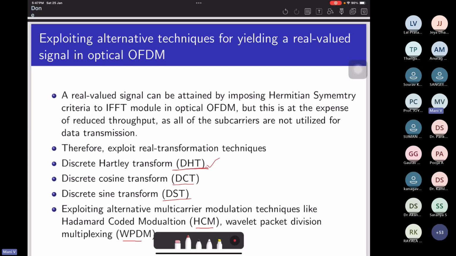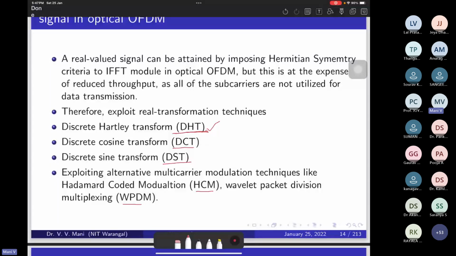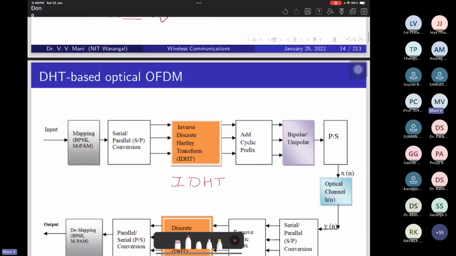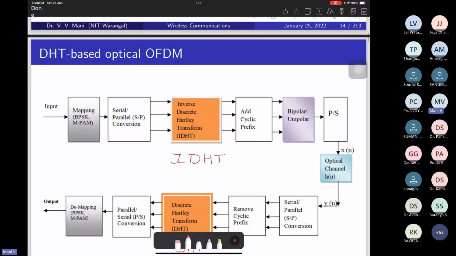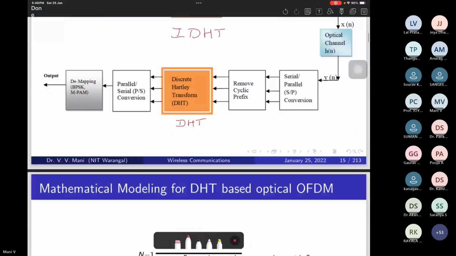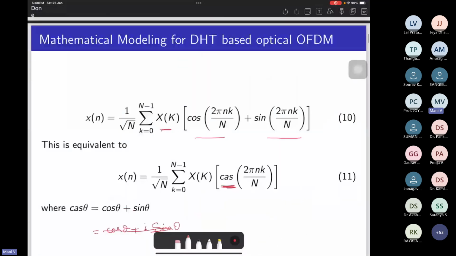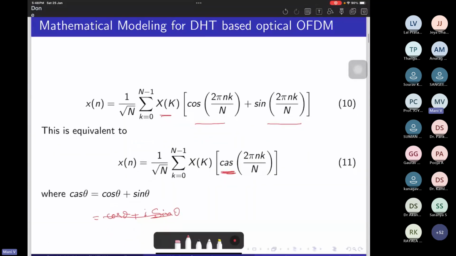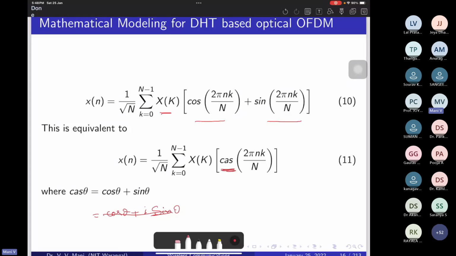To exploit these real transformation techniques, there are many other techniques, not only Hermitian symmetry. We have the discrete Hartley transform, discrete cosine transform, discrete sine transform, Hadamard coded modulation transform, wavelet packet division multiplexing. So many techniques are available in the literature, so we can use them. If you are using DHT based optical OFDM, then the IDHT format is used, and correspondingly the DHT format is used. DHT based optical OFDM is a format of the kind cos plus sine.